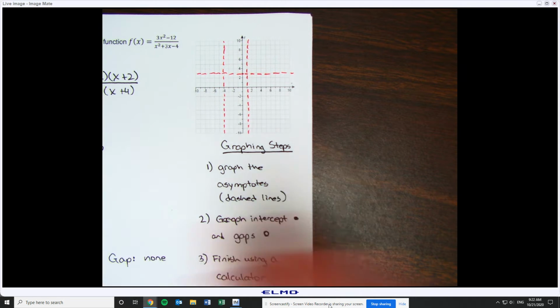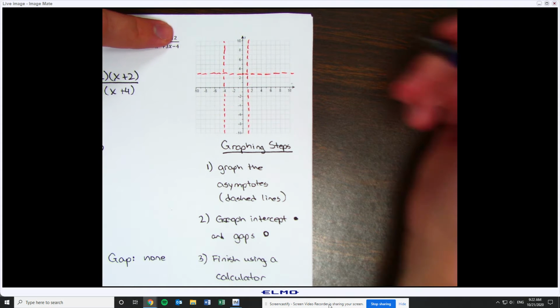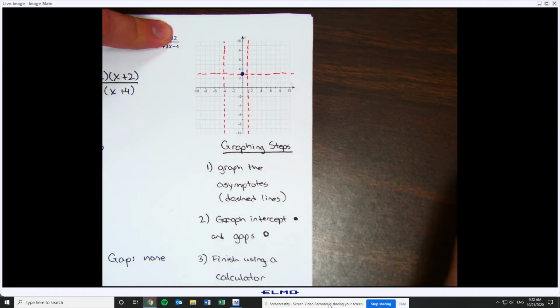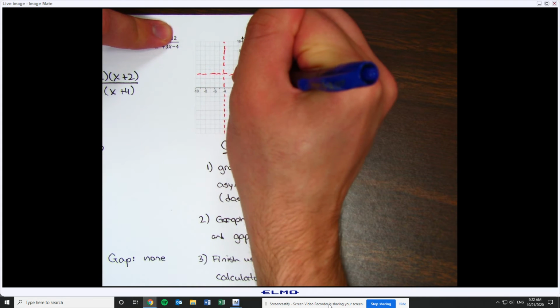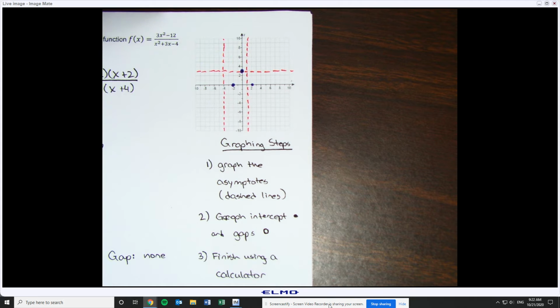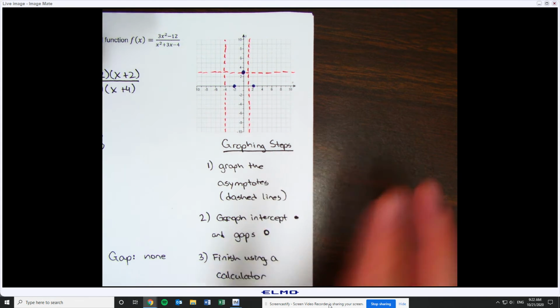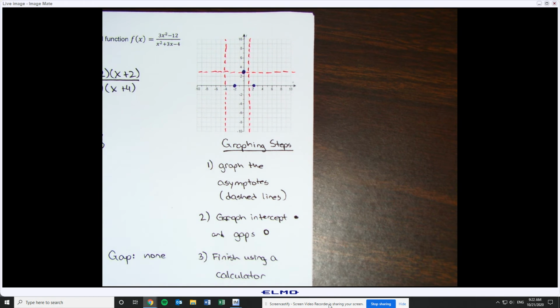The next thing I'm going to do is plot my intercepts. I see that I have a y-intercept at 0, 3. So 0, 3 right here. I have x-intercepts at 2 and -2. And as far as a gap goes, I don't have any, so I don't have to put it. So I now know what lines not to cross, so I'm not going to go all willy-nilly crossing everything I want. And I have points to aim for when I'm graphing.